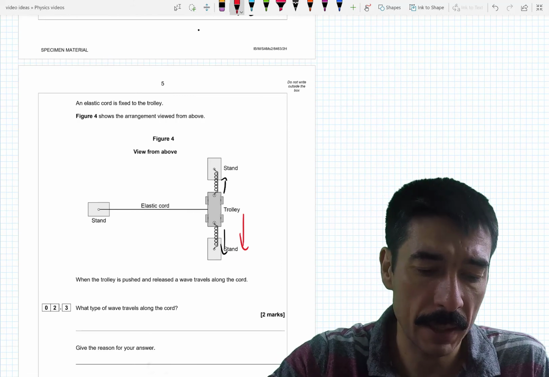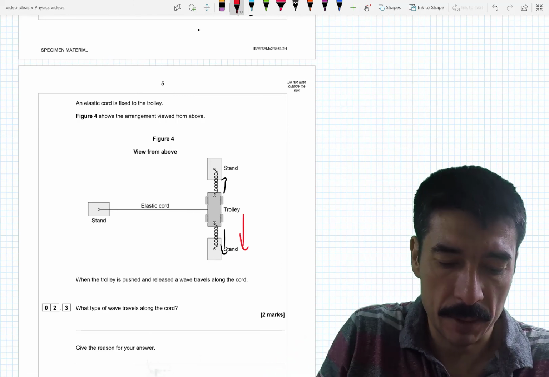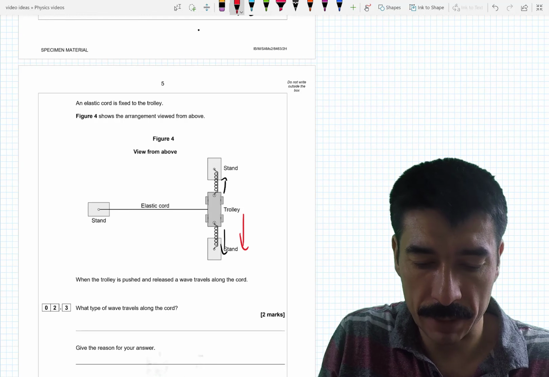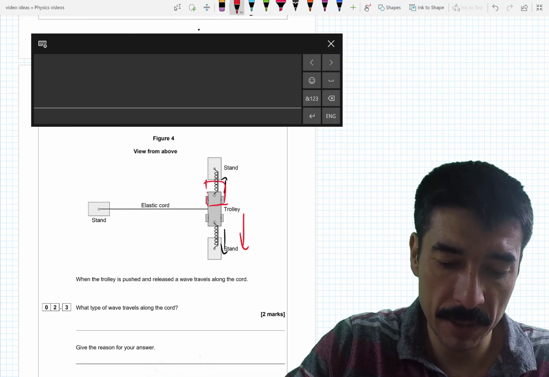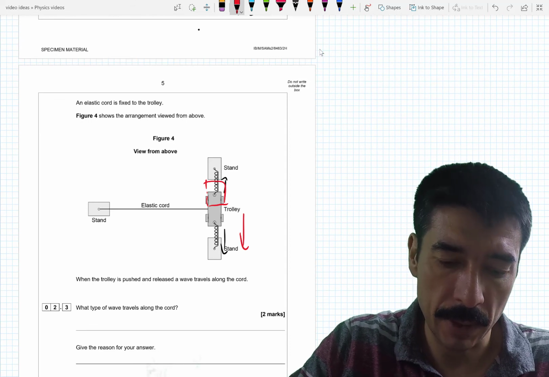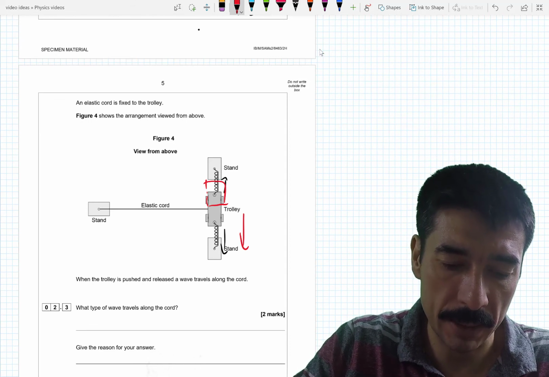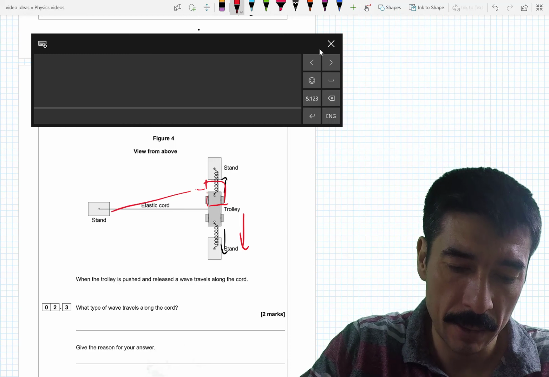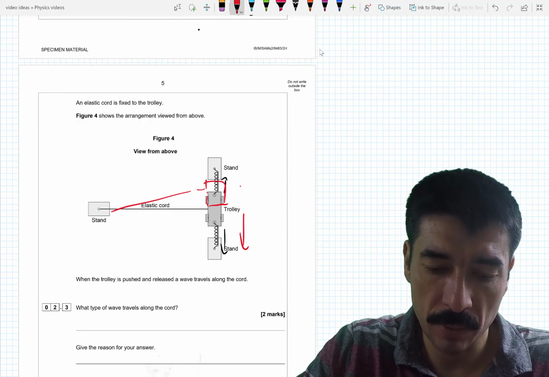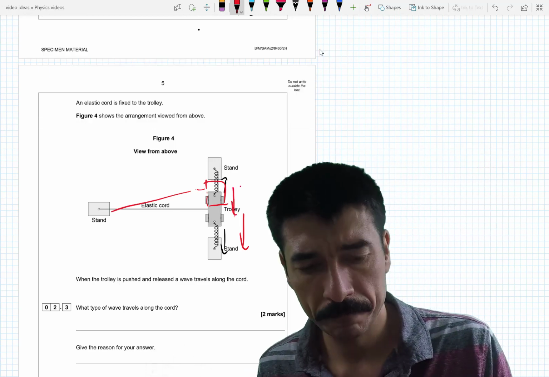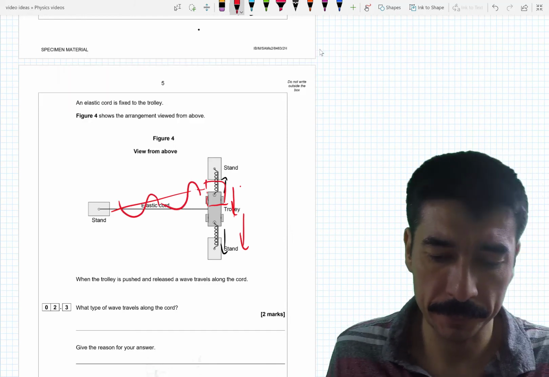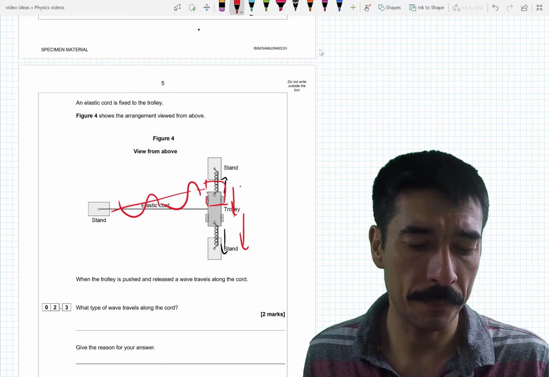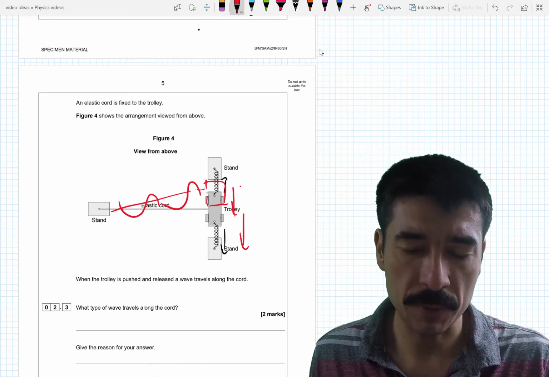So, you've got an elastic cord here now, and it says when the trolley is pushed and released, a wave travels along the cord. So you can imagine if the trolley was in this position here, right? This elastic cord would be up here somewhere, and if it's shot down this way, a ripple could pass down the cord. What type of wave travels along the cord?